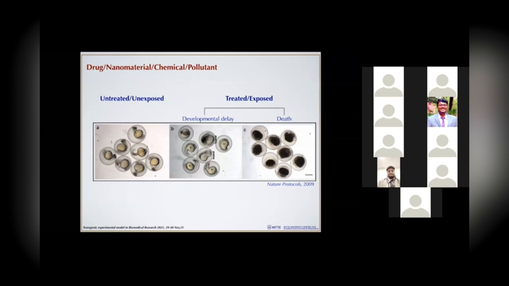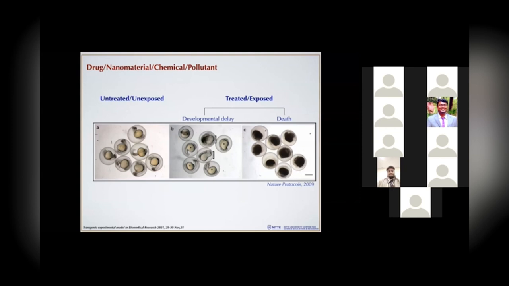You just see a coagulated mass, which is highly toxic and highly interfering with the development. And if you see the image at B, some of them are okay, but some of them have gross developmental anomalies or defects. So that means this particular compound is probably affecting the early development stages. And the one on the extreme right is definitely toxic. Such simple observations can give you a lot of information on the kind of drugs or compounds that you are dealing with.